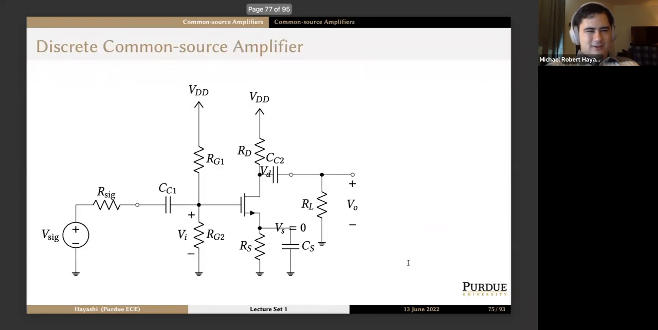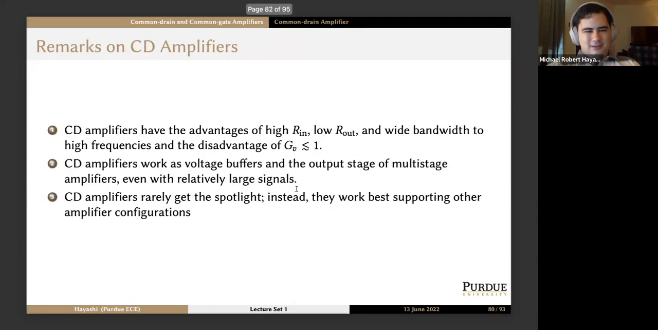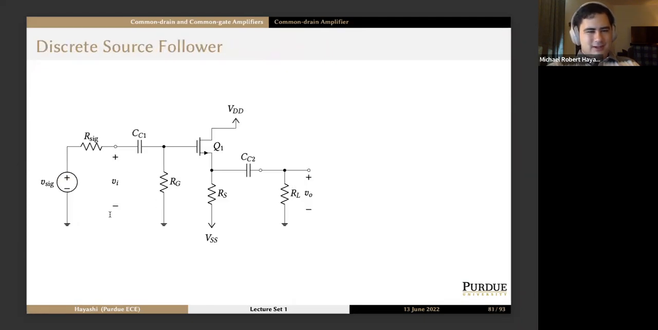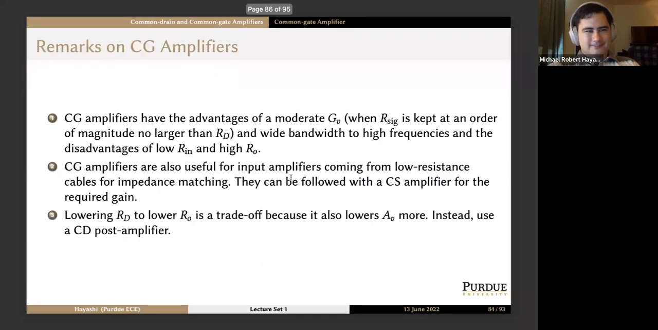So we can quickly go to all these discrete common source amplifiers, where the DC biasing arrangement sometimes confuses the connections of things. And we can see quickly that here the signal is being fed through the coupling capacitor into the gate, and we're taking the output across the load resistor from the drain. Must be a common source amplifier. So that's slide 75. I go to slide 81, the discrete source follower. Input goes into the gate through a coupling capacitor. We take the output from the source through another coupling capacitor. Must be a common drain amplifier.